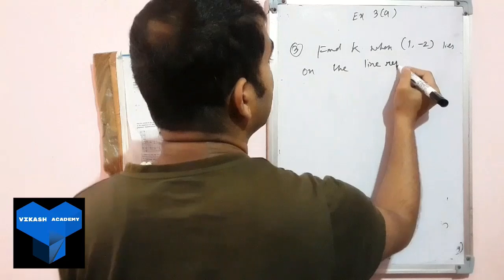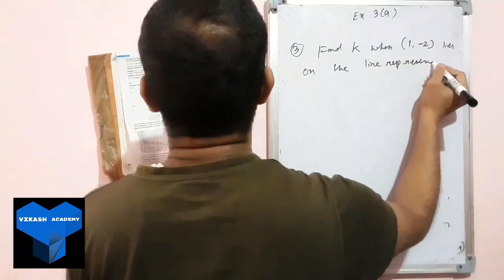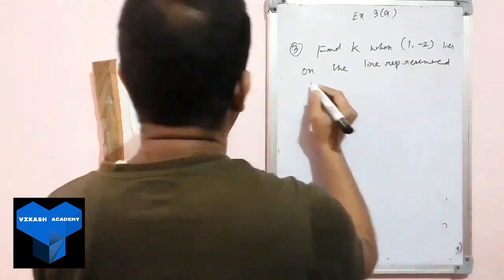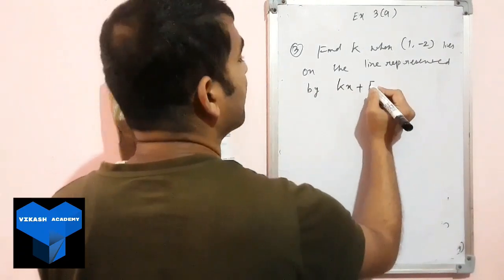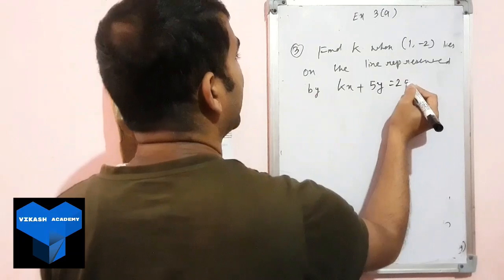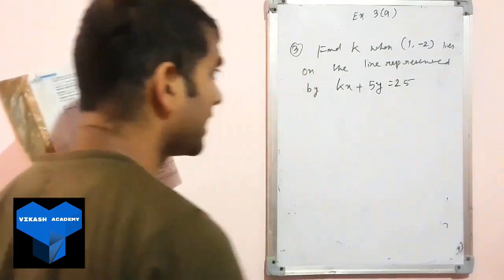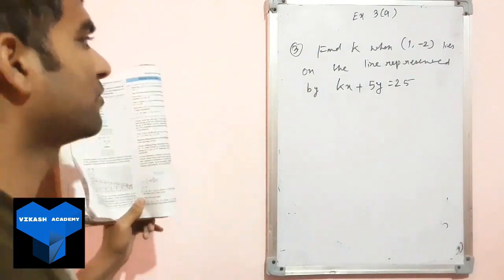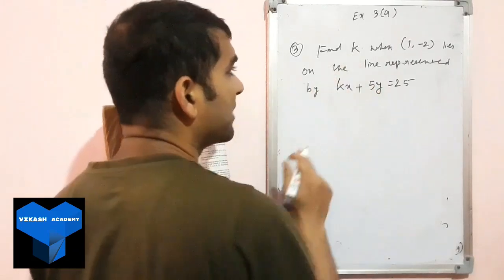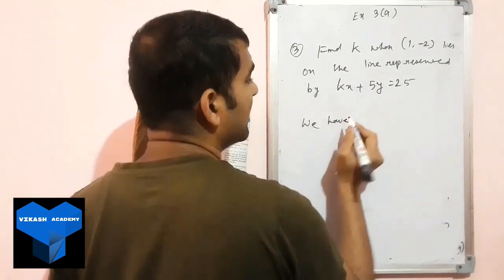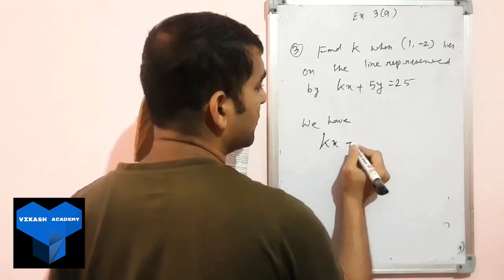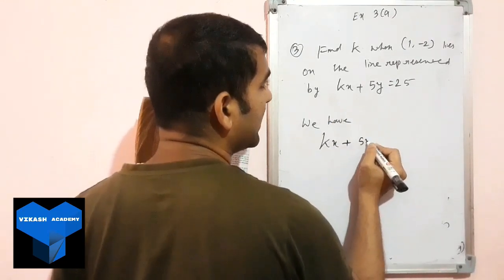represented by kx plus 5y equal to 25. So kx plus 5y equal to 25. How will we find the value of k? We will write kx plus 5y equal to 25.